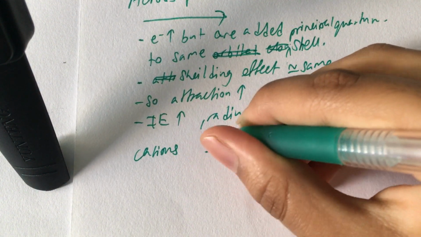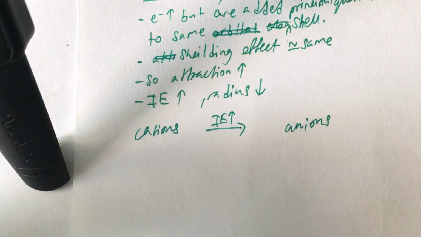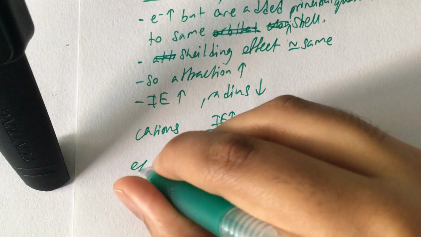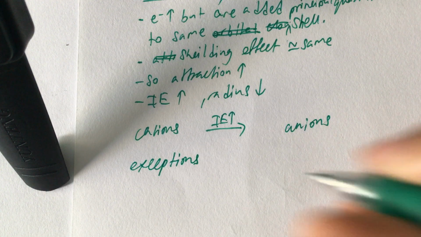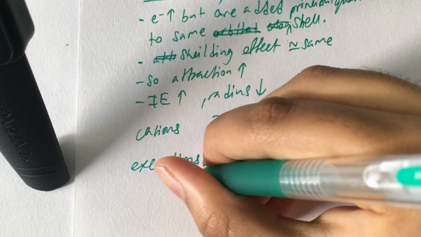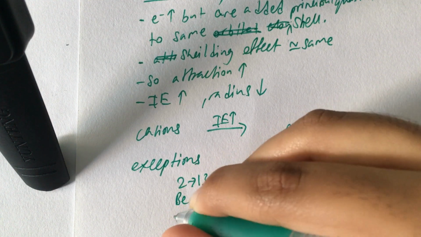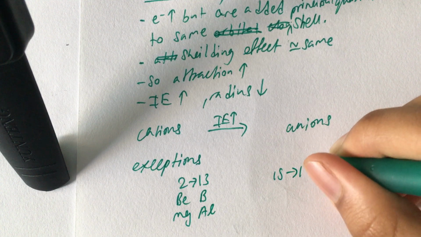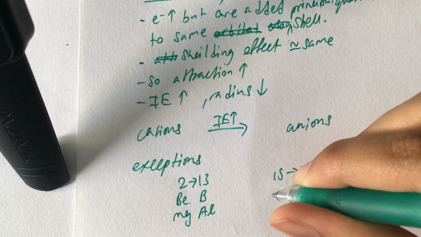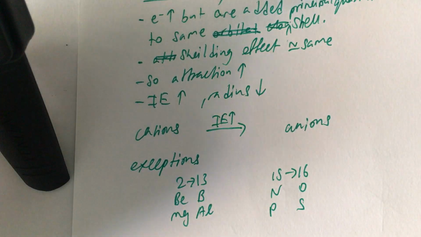So let's look at the exceptions now, the exceptions to the general trend across the period. The two places are between group 2 and group 13, which is beryllium and boron, or magnesium and aluminium, and between group 15 and 16, which is nitrogen and oxygen, or phosphorus and sulfur. Usually they use the third period as the example, but it works with the second period elements as well.